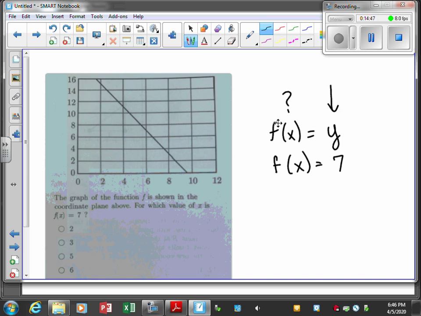Well, we come over here to the y value. Remember, this is the x-axis, that's the y. So when you go to y is 7, that's right here, and you go over to your function, and it says, what is the x value? 6.